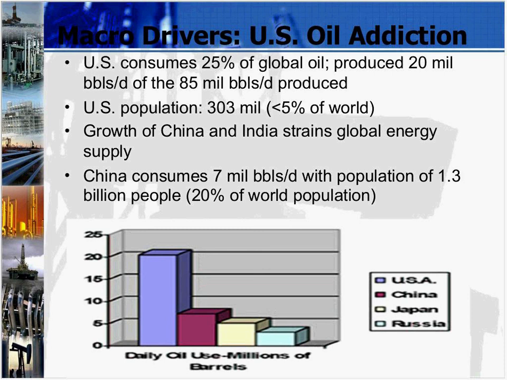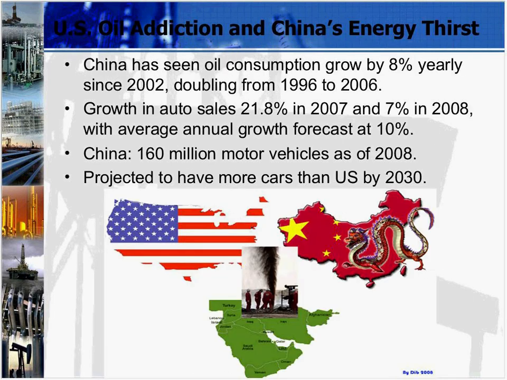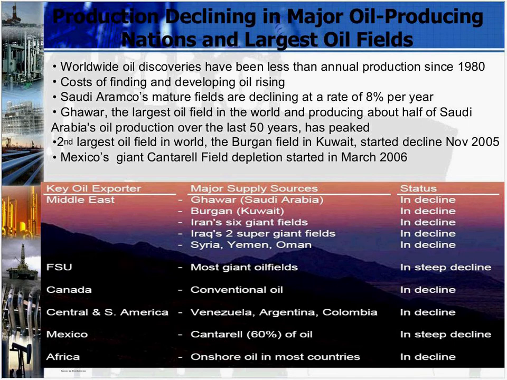China consumes about 7 million barrels a day with a population of 1.3 billion, which is 20% of the world population. China has seen oil consumption grow by 8% yearly since 2002, doubling from 1996 to 2006. Growth in auto sales has been about 20%, with an average annual growth forecast of 10%. China has about 160 million motor vehicles on the road, and they're projected to have more cars than the United States by 2030. So we really feel that this macroeconomic picture of China and India growing is going to create tremendous demand. There's not enough resources in the world with them growing aggressively.